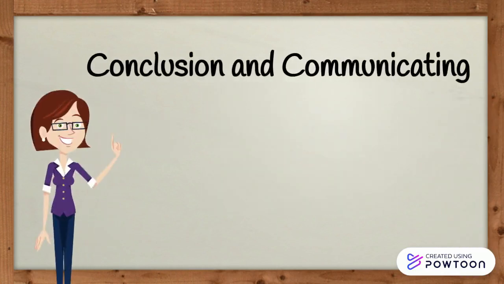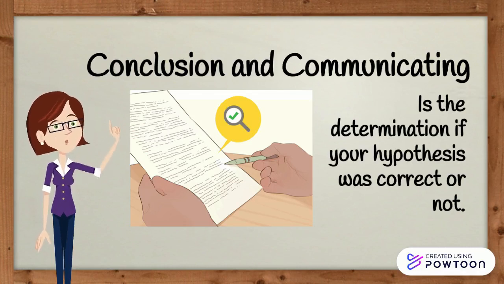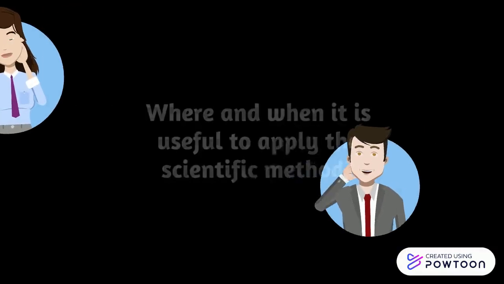The final step is conclusion and communication. The conclusion is the determination if your hypothesis was correct or not. If it is not, you can change your hypothesis and do your experiment again, and then you can communicate your answer. Where and when is it useful to apply the scientific method?